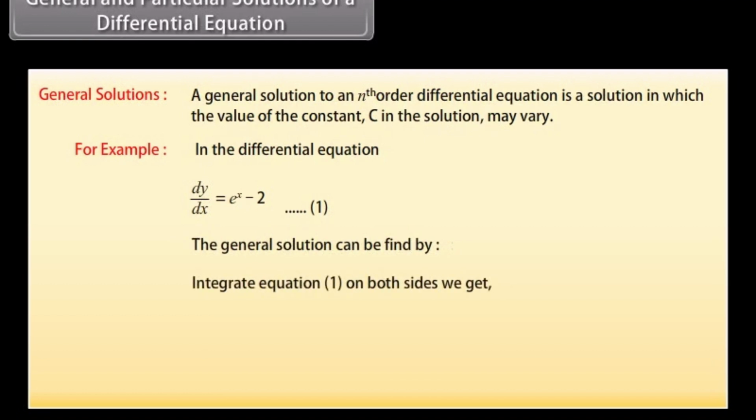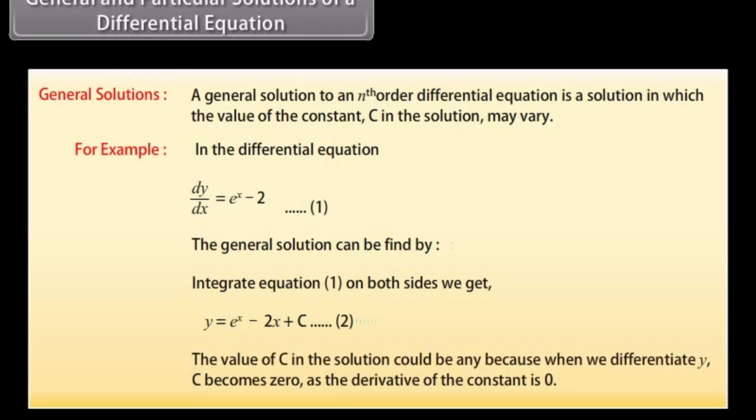integrate equation 1 on both sides. We get y equals e raised to the power x minus 2x plus c, name it as 2. The value of c in the solution could be any, because when we differentiate y, c becomes 0 as the derivative of the constant is 0.